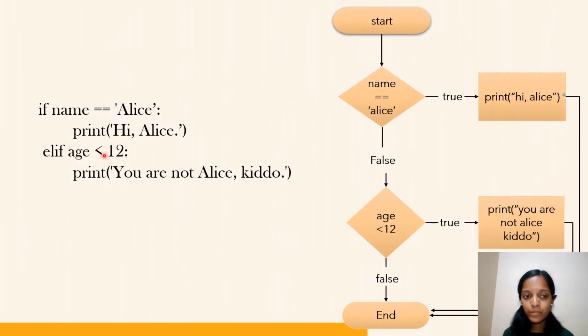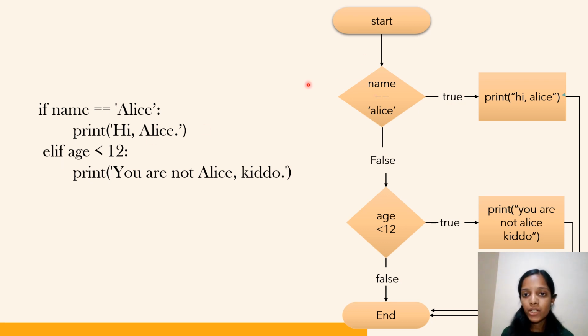Here is an example. If name is equal to Alice, Alice is printed, and if the name is not equal to Alice, then it checks the elif statement, where the age is checked. If the age is less than 12, then this particular statement is printed which says you are not Alice. And if the elif statement is also false, that ends the execution.